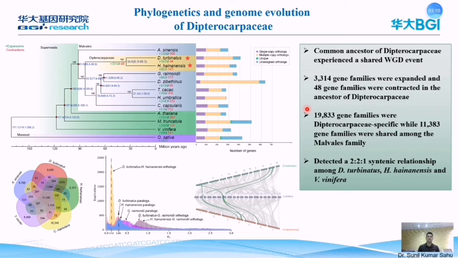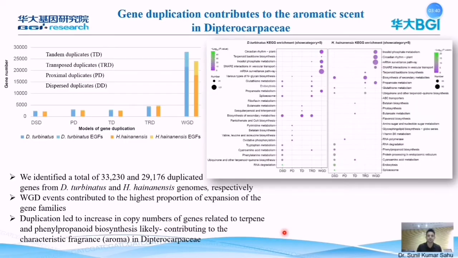The phylogenetic analysis showed that the common ancestor of the Dipterocarps experienced a shared whole genome duplication event, and around 20,000 gene families were Dipterocarpaceae specific, while 11,000 gene families were shared among the Malvales. We also detected a 2:2:1 syntenic relationship between D. turbinatus, Vitis vinifera, and Hopea chinensis.